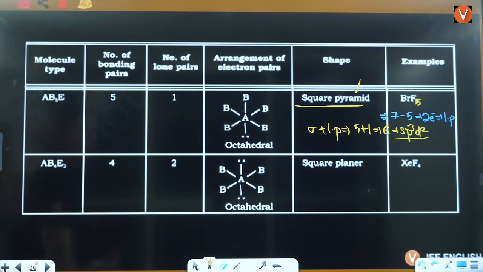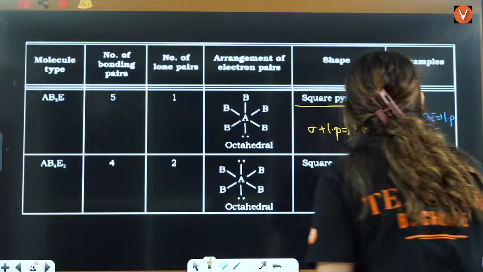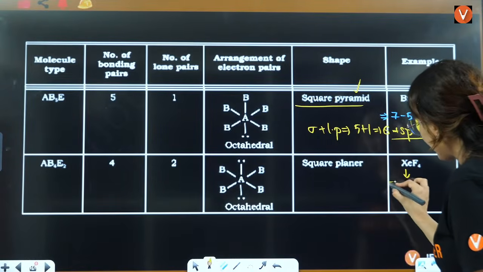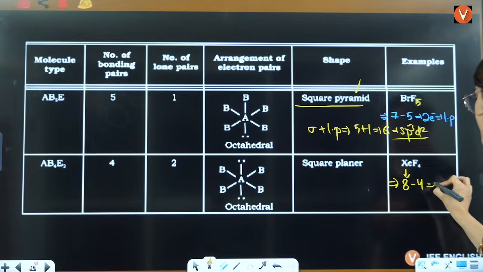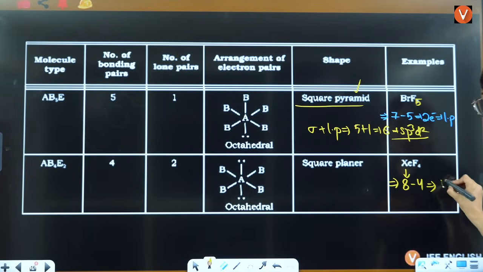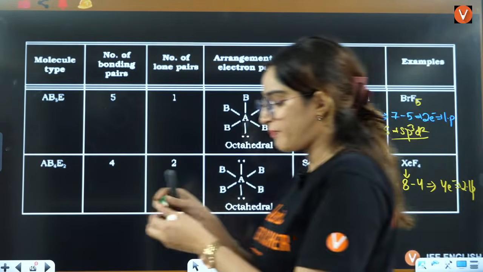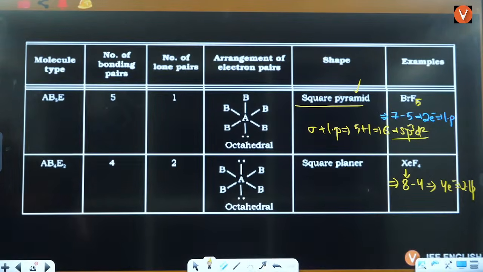The last one is XeF4. Xenon belongs to group number 18, so it is 8 outermost electrons minus 4 electrons that are consumed in bond pairs. So you have 4 electrons, that is 2 lone pairs.